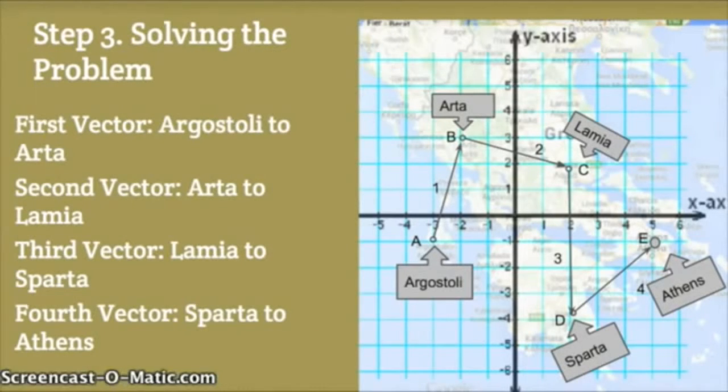So our first vector would be Argostoli to Arta. Our second vector would be Arta to Lamia. Our third vector is Lamia to Sparta. And our fourth vector is Sparta to Athens.